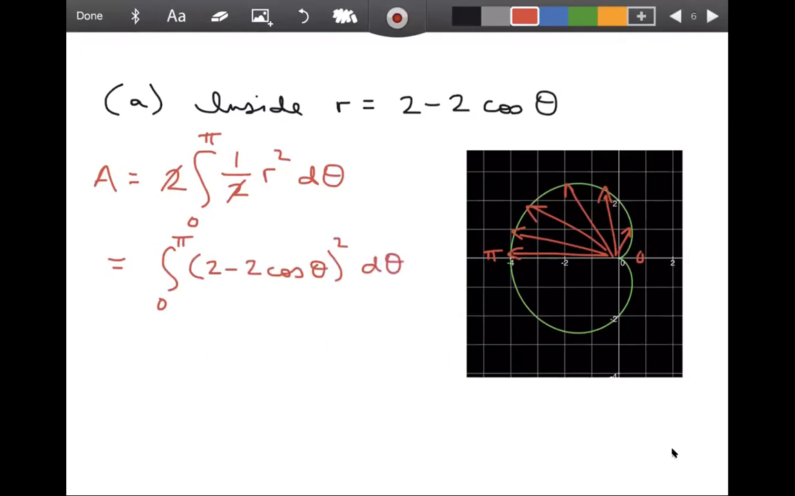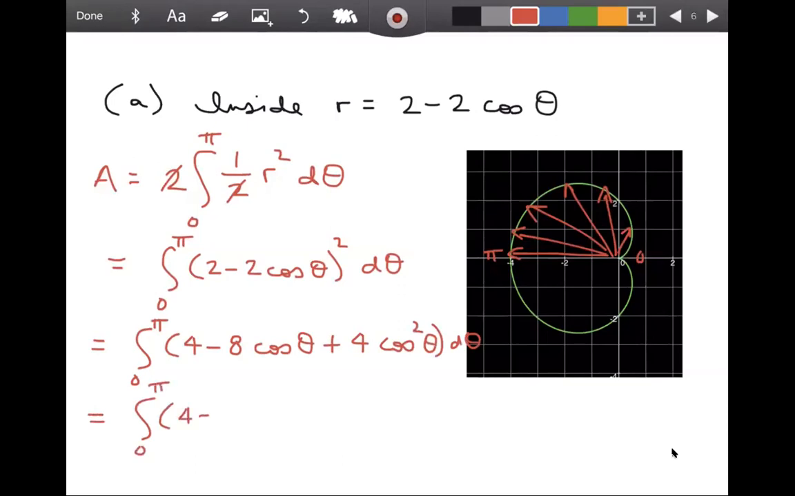All right, so now I'm going to multiply that out. The square of 2 minus 2 cosine theta is 4 minus 8 cosine theta plus 4 cosine squared theta. All right, so no problem with those first 2 terms. Hopefully you sort of remember the trick for integrating a cosine squared. You have to use the power reducing formula.